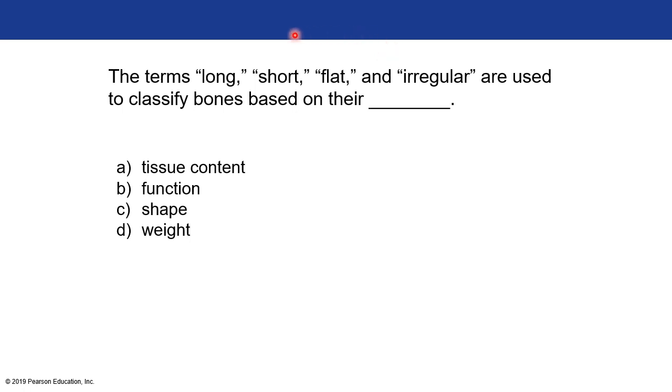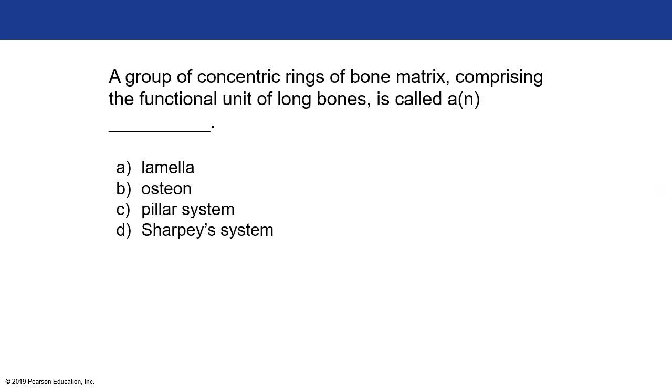Terms long, short, flat, and irregular are used to classify bones based on their what? Yeah, exactly, but you didn't get the points, remember? That is classification based on shape. And here is your next freebie.